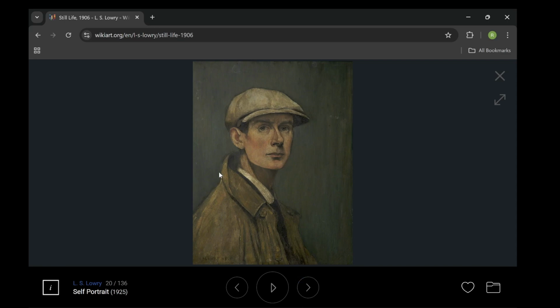Self-portrait. Check him out. He's got this nice big hat on and a nice coat with a collar half turned up at the back. Looks like he could head out onto the moors if he needs to and survive for quite some time in a nasty old rainstorm.